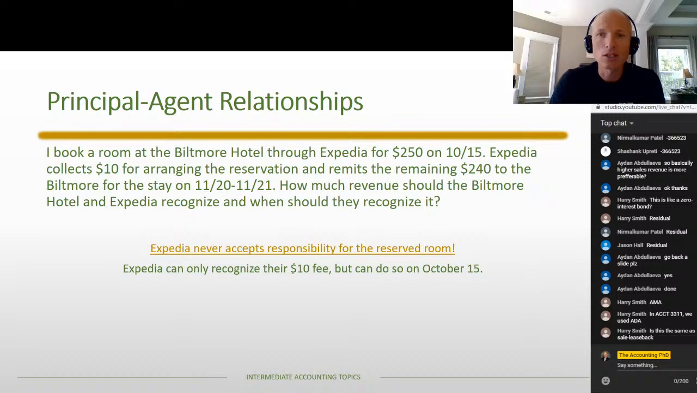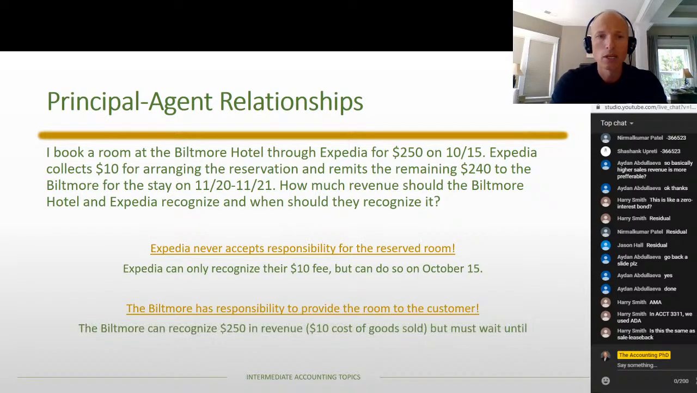The nice thing is the reservation is finalized on October 15th, so they can recognize revenue on October 15th. The Biltmore has the responsibility to provide the room to the customer, and so the Biltmore can recognize the $250 in revenue. In other words, the total value of that room is $250. That's how much a customer was willing to pay.